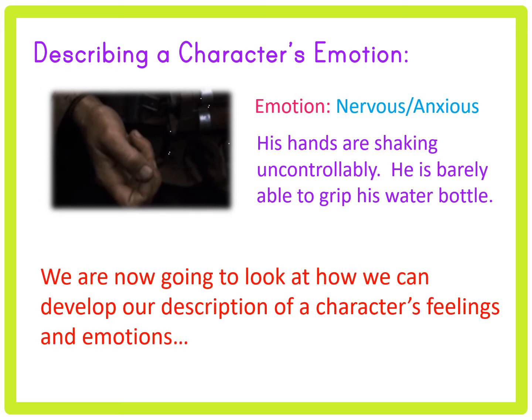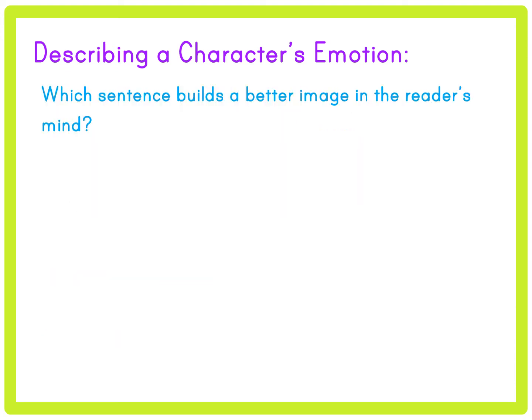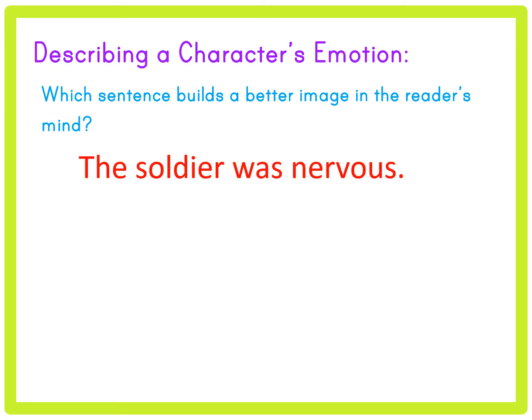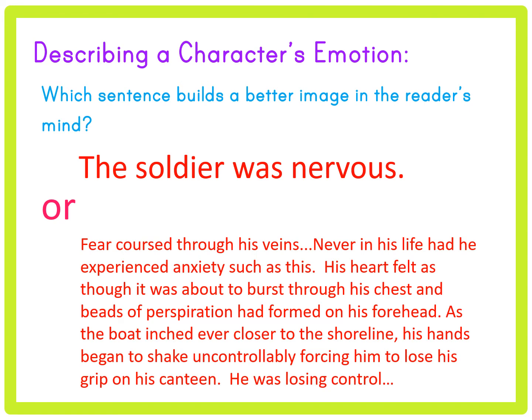We are now going to look at how we can develop our description of a character's feelings and emotions. Which sentence builds a better image in the reader's mind? The soldier was nervous, or: fear coursed through his veins. Never in his life had he experienced anxiety such as this. His heart felt as though it was about to burst through his chest, and beads of perspiration had formed on his forehead. As the boat inched ever closer to the shoreline, his hands began to shake uncontrollably, forcing him to lose his grip on his canteen. He was losing control.